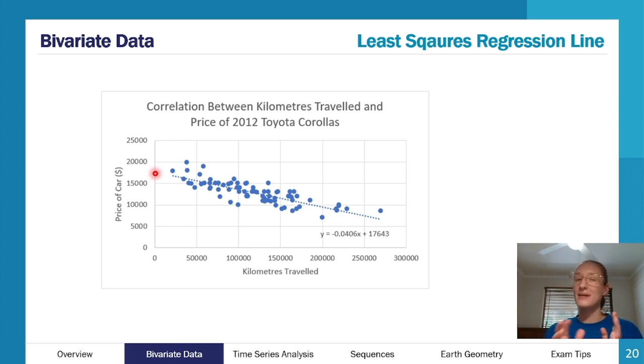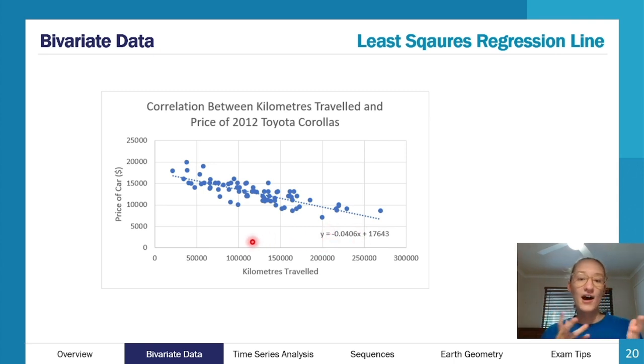But again, extrapolation isn't always super reliable for a lot of reasons, which we're going to touch on a little bit later. And then we can also see that for every 1 unit increase, so for every extra kilometer the car travels, the price of the car is dropping by about 4 cents.